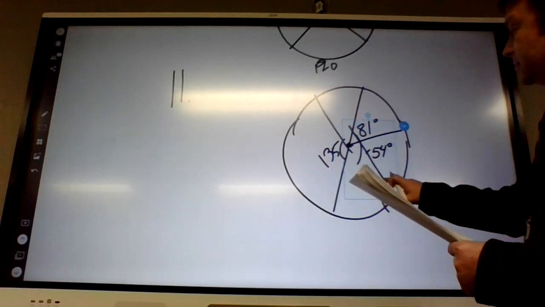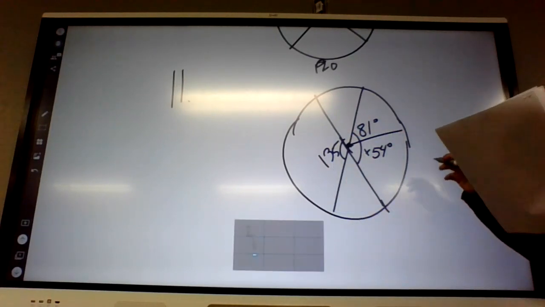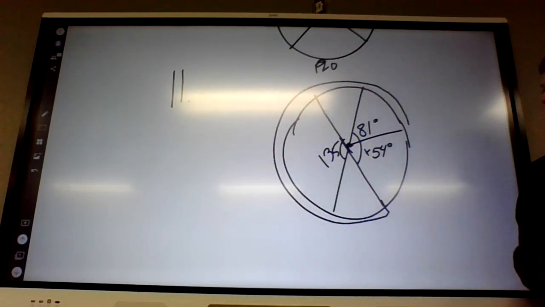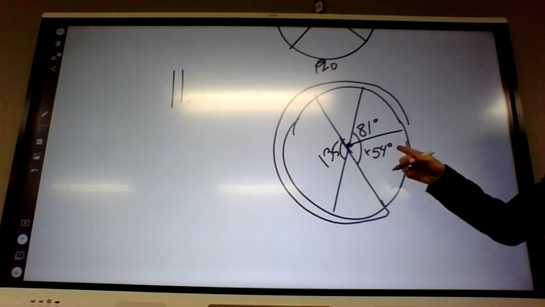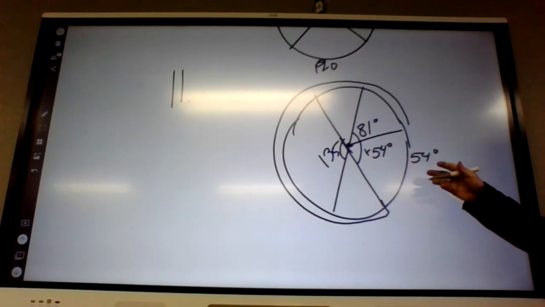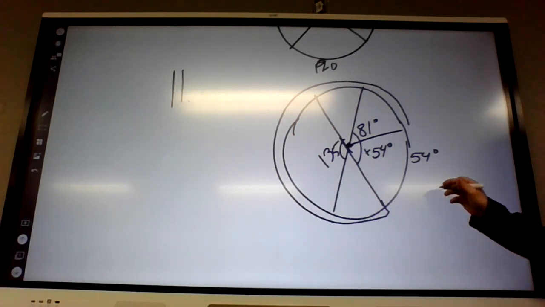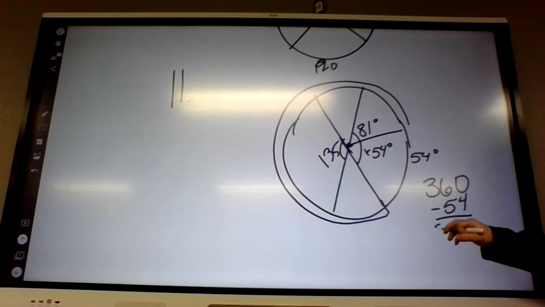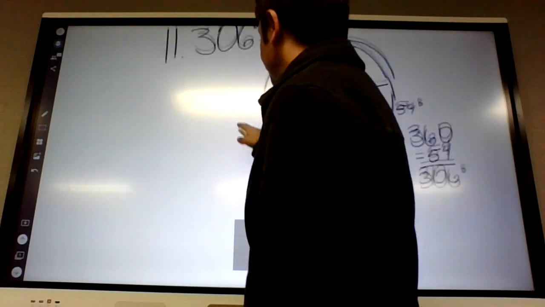Basically, the question was arc CFD is like all the way from here to here. So then you do 360 minus 54. Right. So this arc right here, since we got 54 there, that's 54 degrees. So what's the rest of the circle? 306. 360 minus 54. The whole circle has to add up to 360. Went from easy to tricky real quick, huh?